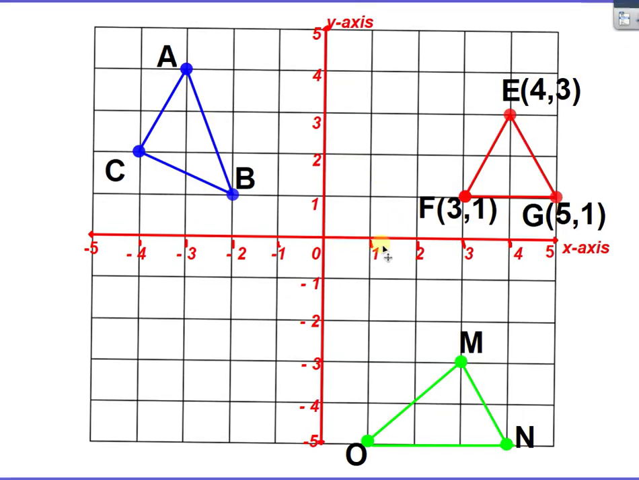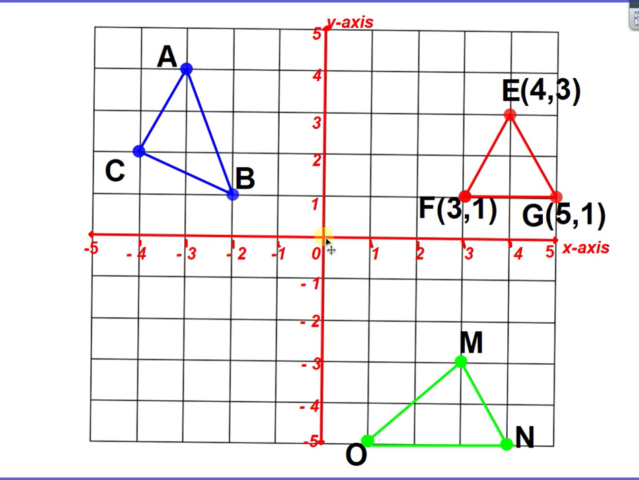This is the number plane. We have some triangles here, and we are going to write down the points. We have triangle FEG. Point F is written as 3, 1. How did we come by this point? This is the origin, right?